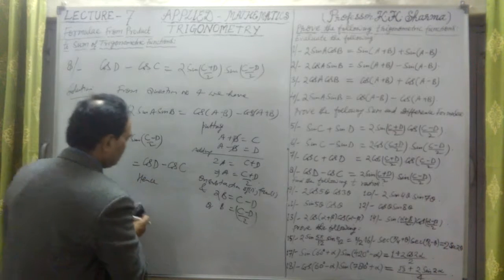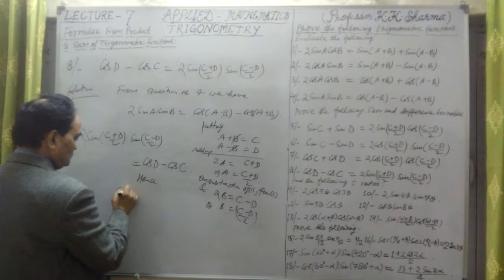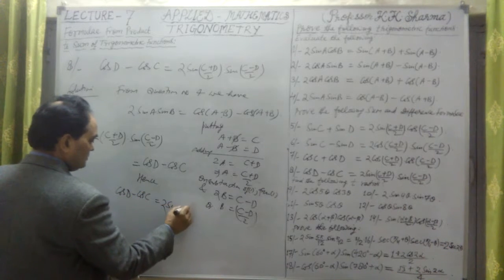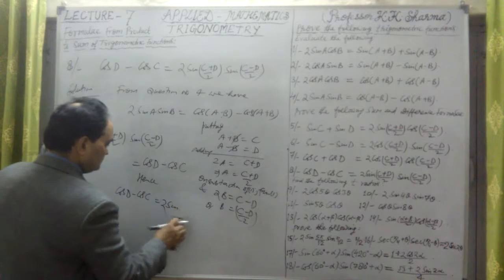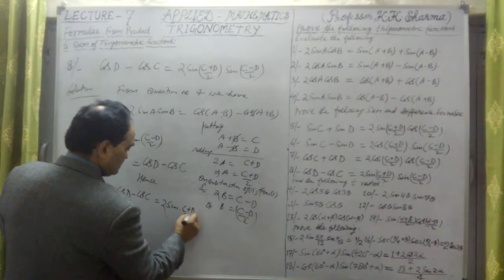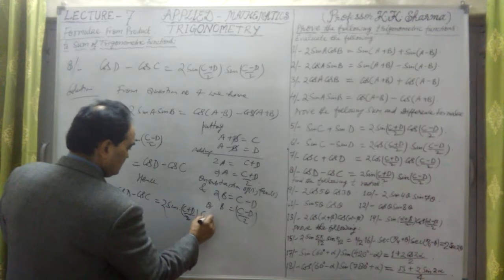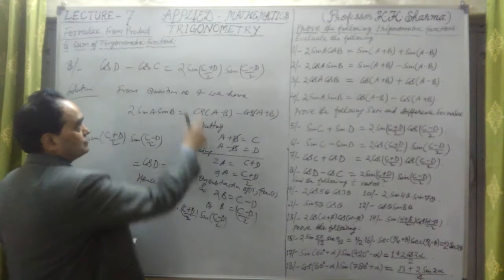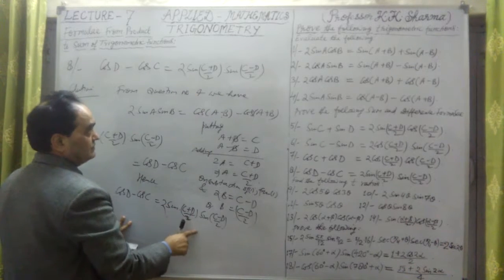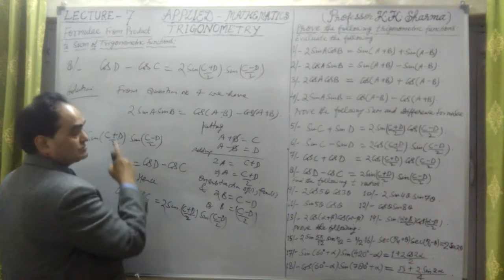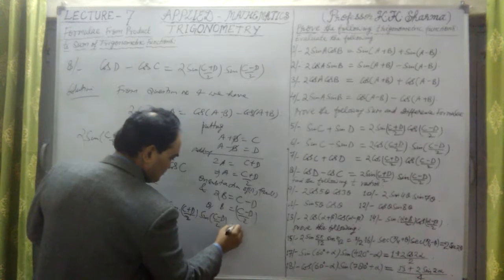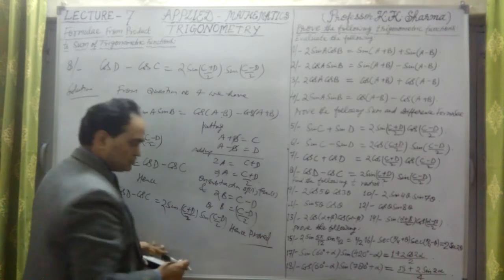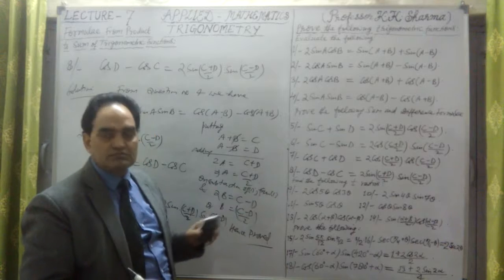cos D minus cos C equals 2 sine (C plus D)/2 into sine (C minus D)/2. The same formula is obtained here: 2 sine (C plus D)/2 into sine (C minus D)/2 is cos D minus cos C. So we have transformed question number 4 into question number 8.